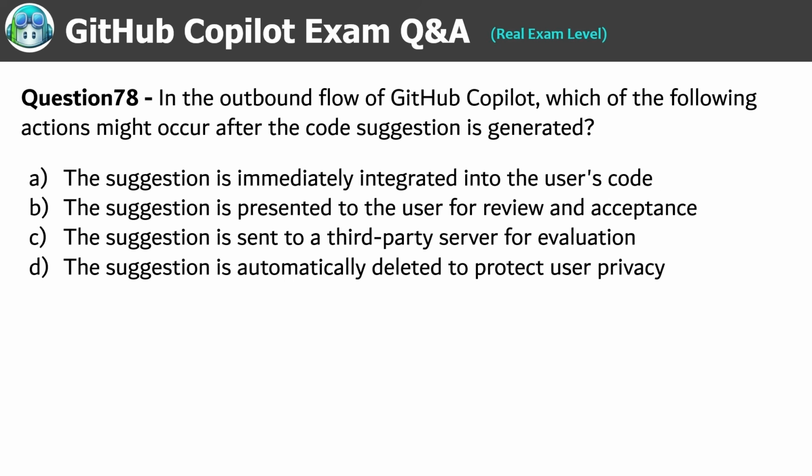Question 78. In the outbound flow of GitHub Copilot, which of the following actions might occur after the code suggestion is generated? And the answer is B. The suggestion is presented to the user for review and acceptance.